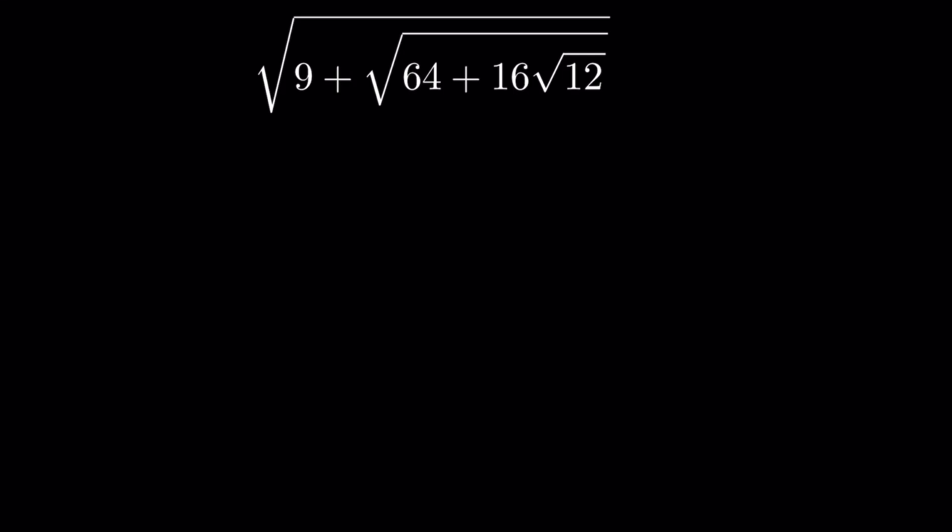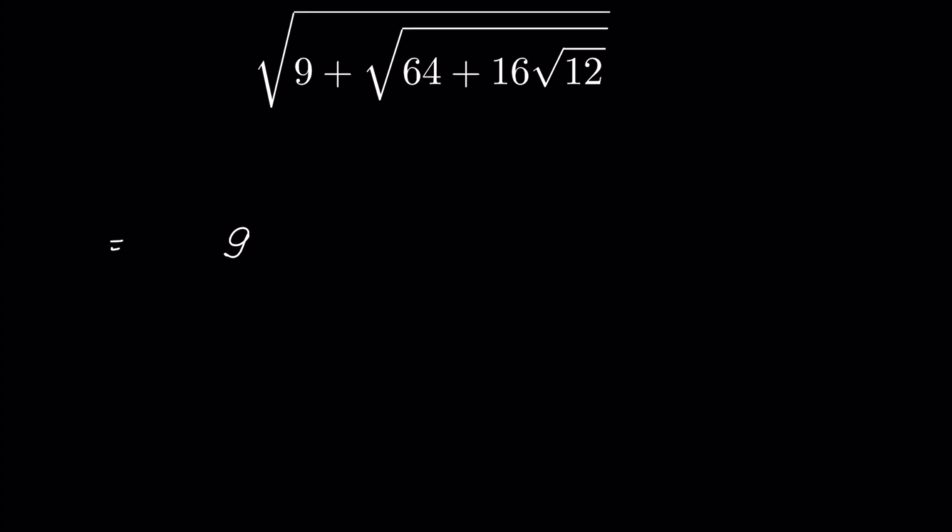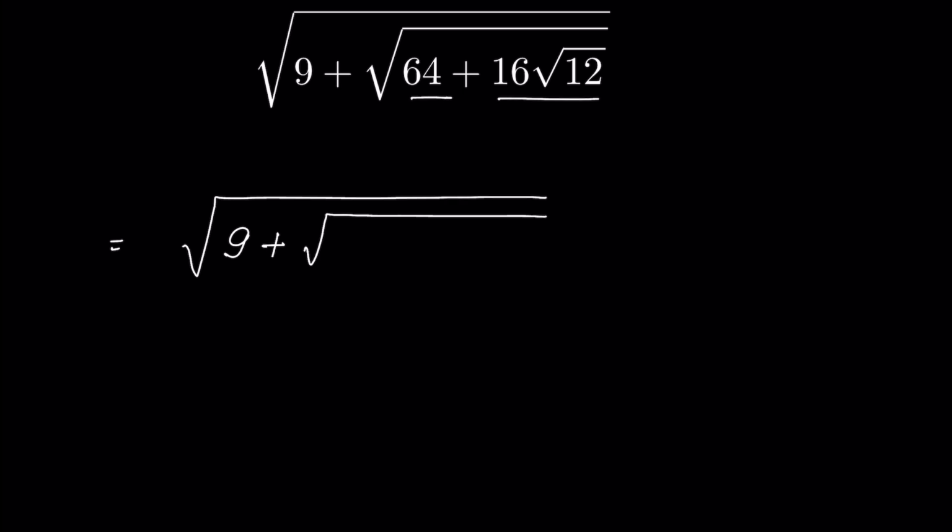9 plus square root of 64 plus 16 times square root of 12, all under square root. How do you solve this nested radical? Let's try. Here we have 64 plus 16 times square root of 12, and this is under a square root. To simplify it, we first need to remove this square root.